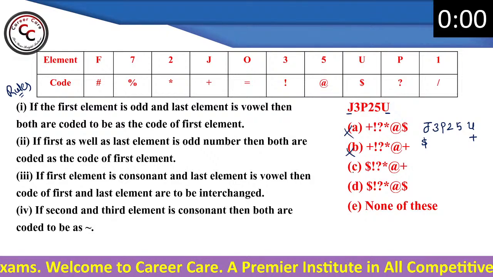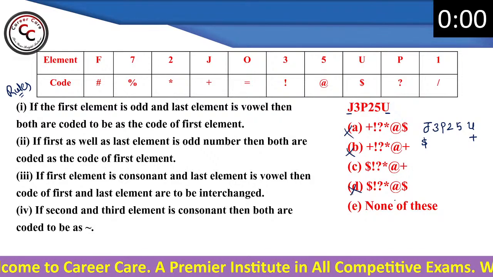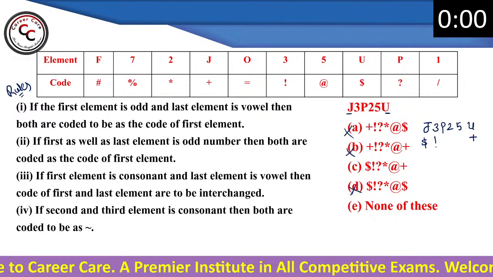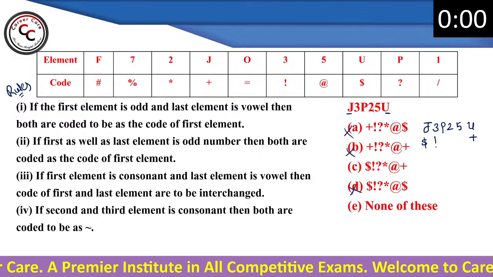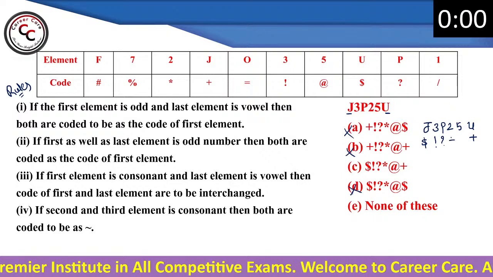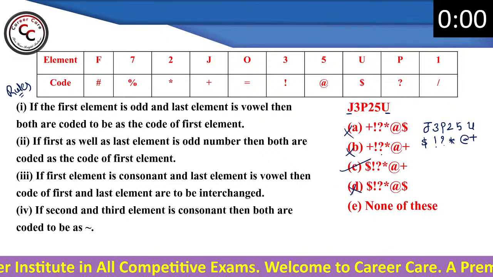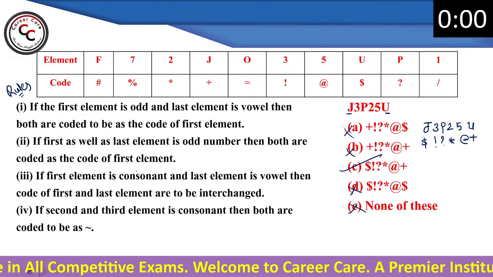So here my answer can be C, D no chance, E none of this. So in order to get clarity, go for the remaining. Why? Because you cannot take risk. So 3 stands for exclamatory, then P stands for question mark, 2 5. So 2 stands for star and 5 stands for at the rate. Obviously you can go with option number E, C. Right? Nice, very good, very good.